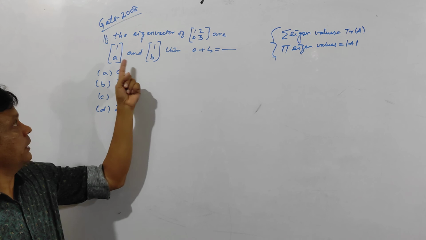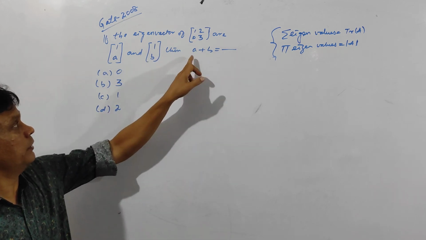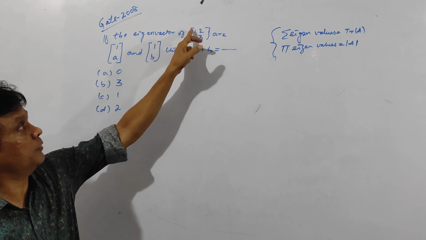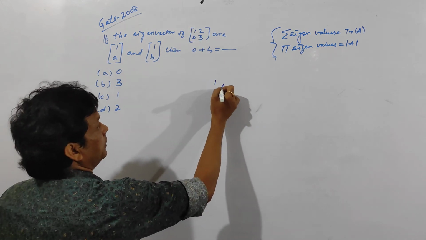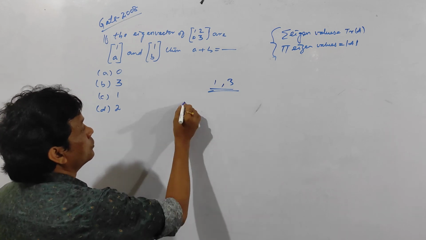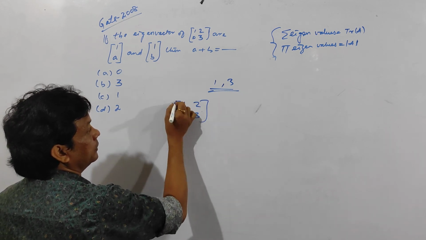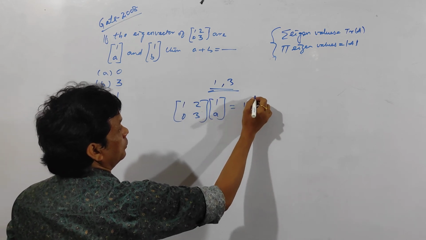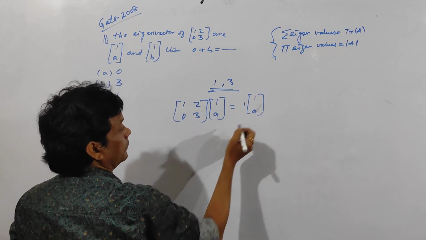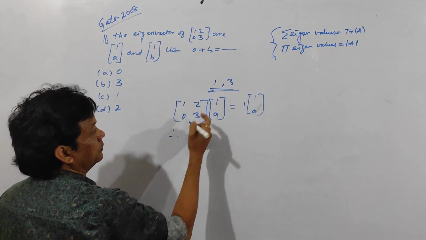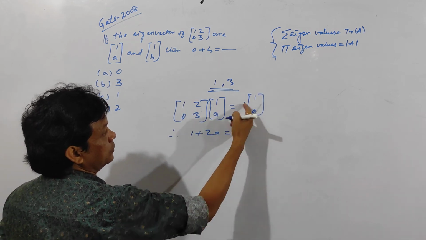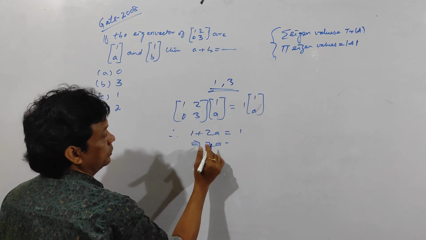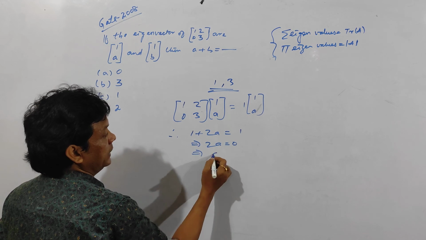See here, these are the two eigenvectors of this matrix, and you want to find the values of a and a plus b. This is an upper triangular matrix, so the eigenvalues are 1 and 3. So take the matrix 1, 2, 0, 3 times the vector 1, a, which is equal to 1 times 1, a. Clear? So therefore 1 plus 2a is equal to 1. So 2a is equal to 0, which implies a is equal to 0.